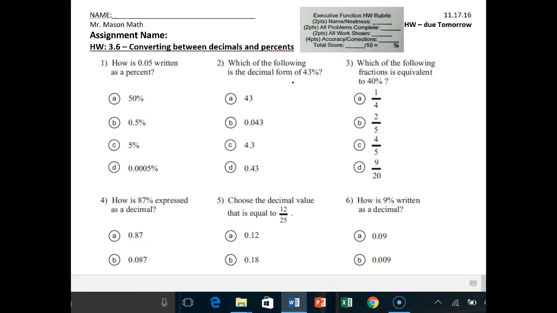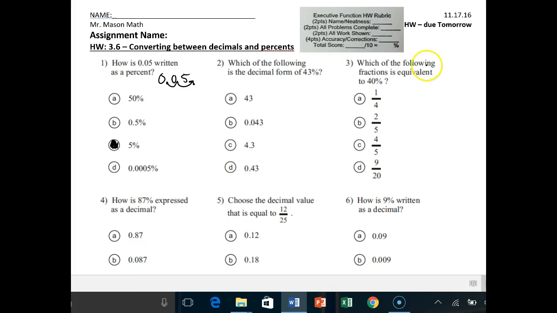So we're going through basically all the possible conversions on this homework to make sure that you feel prepared tomorrow for your quiz. So how is 0.05 written as a percent? I actually want you to show some work. So write 0.05 and show me, hey, I know percent to decimal or decimal to percent, I go 2 times right. So knowing that, I know it's C, 5%.